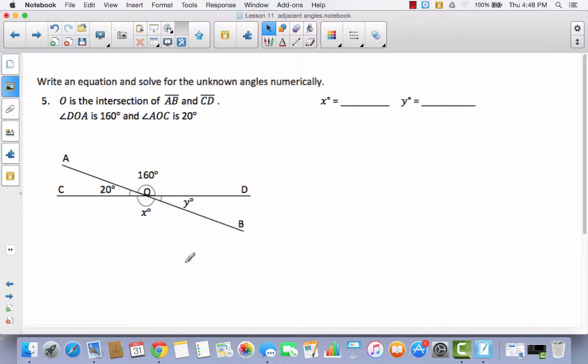So this is like what we just learned in our math journal. Remember what we learned? We learned that opposite angles are equal. So if angle AOD is 160 degrees, then what does that tell us about angle X? Well, it tells us that angle X also has to be 160 degrees. And if angle AOC is 20 degrees, that tells us that angle Y also has to be 20 degrees. This is just like what we learned in our math journal. The opposite angles are equal when you have two intersecting lines or line segments.